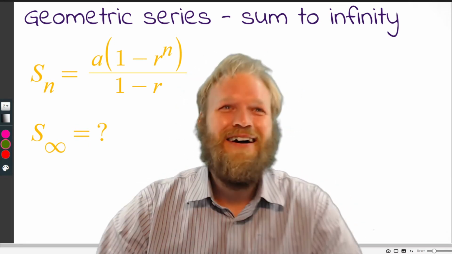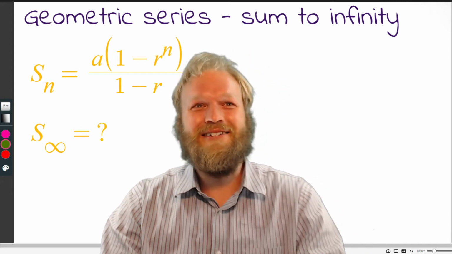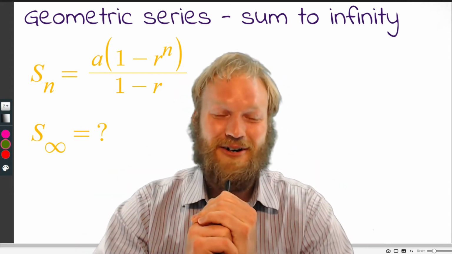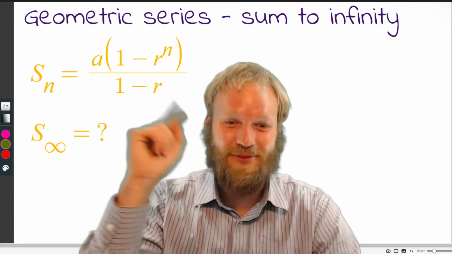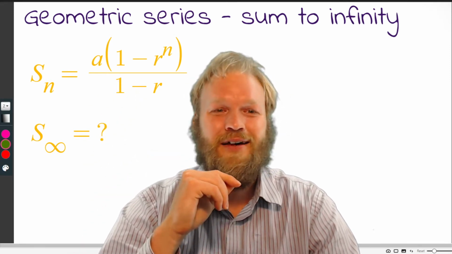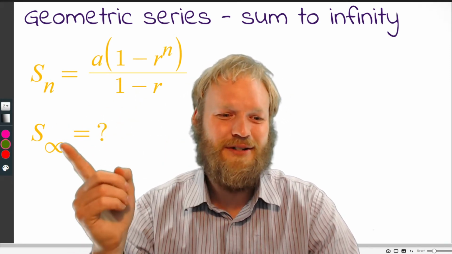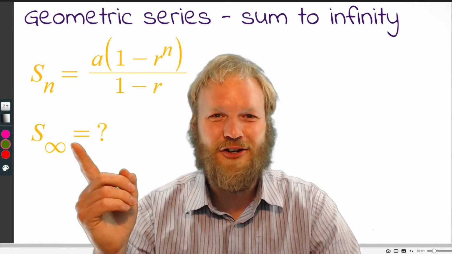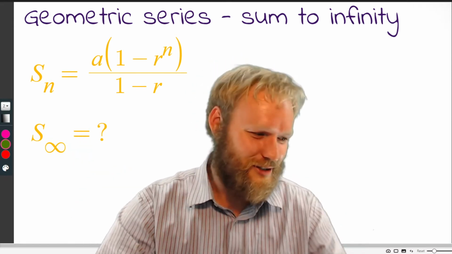Okay, so Sn equals a(1 - r^n) over 1 - r. That's the formula that we just looked at yesterday. And now what we're looking at is, what is the sum of an infinite number of terms? Now, what's going on here?